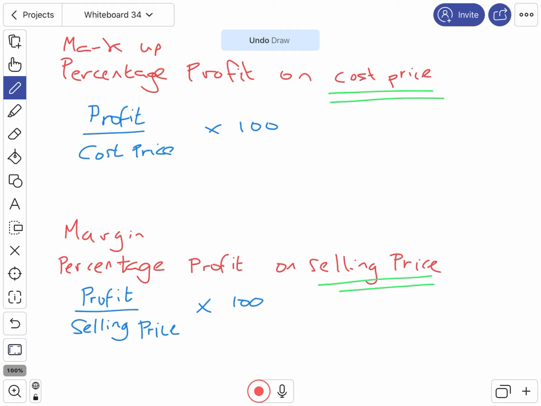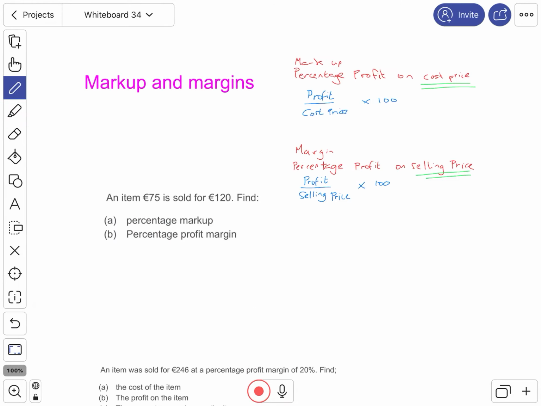So remembering these two, the difference between these two is so small, but yet your percentages will be hugely different. For cost price, for markup, what you can remember for this is that in the word selling, there's an I, and in the word margin, there's an I. So try and remember it that way. It'll be the easiest way to kind of remember the difference between the two. Okay, let's take a look at a couple of questions then.